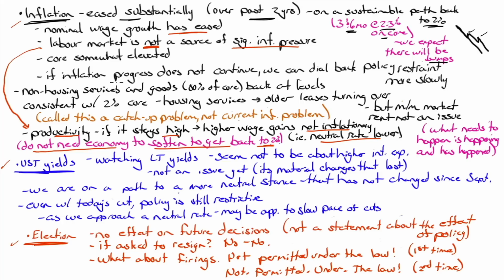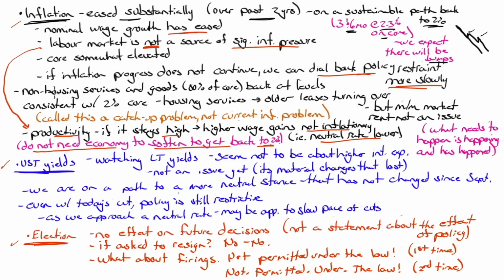Coming back up here, if inflation progress does not continue, we can dial back policy restraint more slowly. That is not saying we can pause. It's just saying we can cut more slowly, but cut. That's not a raise, that's not a pause, that's still a cut, just more slowly.